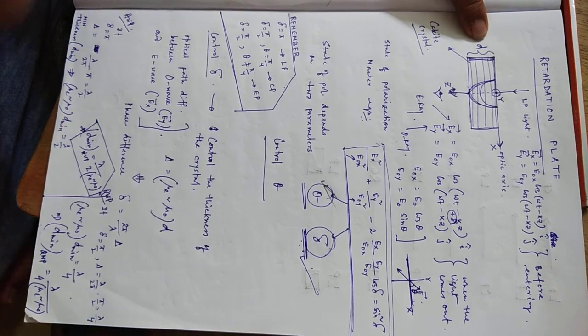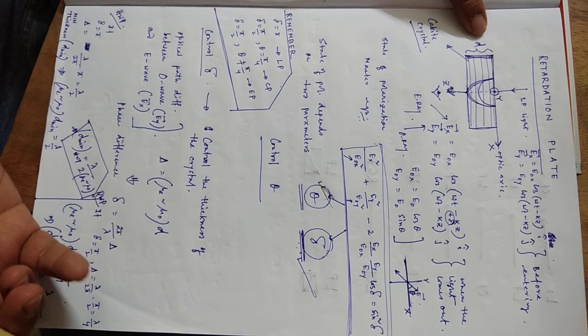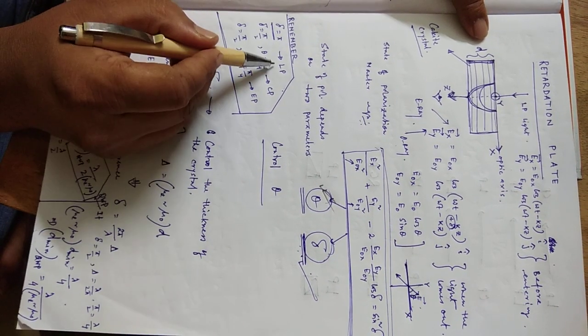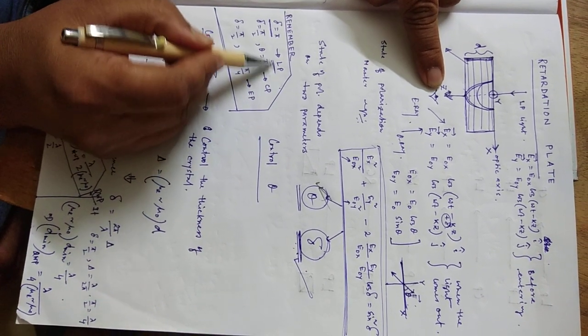Now, if D is the thickness of this crystal, then if we can control D, we will be able to control delta. Before going into anything else, let us remember again that if delta is pi, then the output light will be a linearly polarized light.